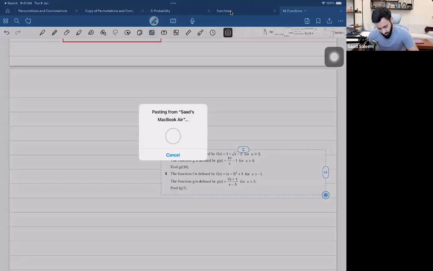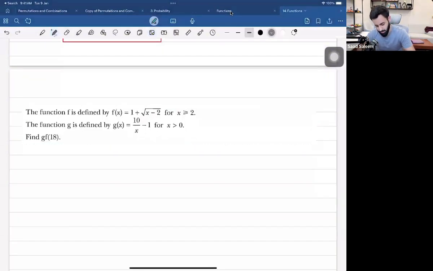Okay, so now we're going to change the kind of questions that we're solving slightly. You'll find a slight difference, not like a major difference. So here's an example. Let's see what it says. So it says the function f is defined by f of x equals to so and so. The function g is defined by g of x, which is equal to so and so. Find g of f of 18. Okay, what are we supposed to do? We're supposed to find g of f of 18.